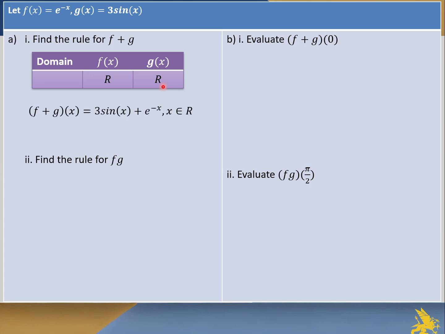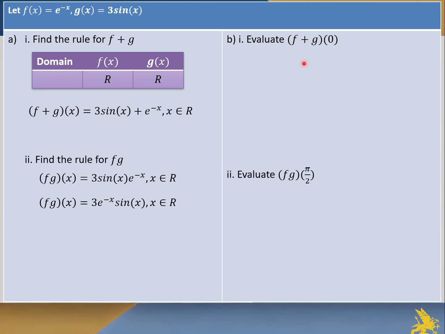So straight away, f plus g of x is equal to 3 sine x, which I'm adding to my f of x, which is e to the power of negative x. If I wanted to find the rule for fg, again, I need to go back to this table. I know both are real numbers, so it is for the whole graph, and I'm just timesing them together. When we're timesing, the e to the power of negative x will be put next to the amplitude, so I'll rewrite it as 3e to the power of negative x.